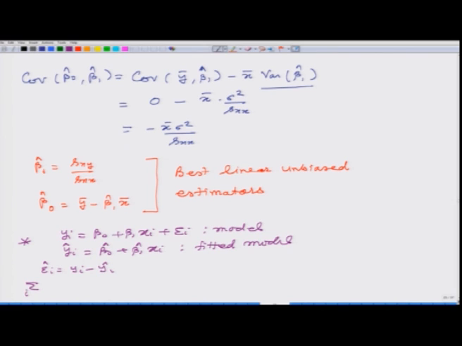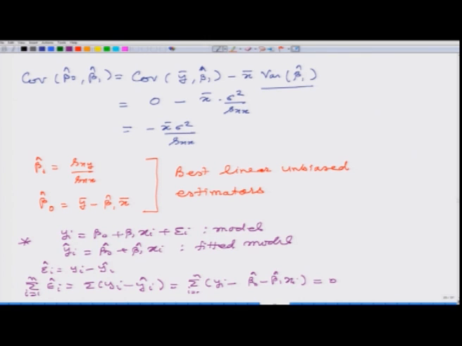So, when I try to find out the summation of epsilon i hat here, this becomes summation yi minus yi hat, right, and this is nothing but summation i goes from 1 to n yi minus beta 0 hat minus beta 1 hat xi, right. Now, what is this value? I would write it is equal to 0, but how? It does not look like it, right.